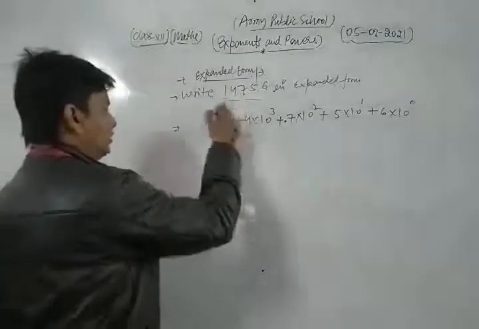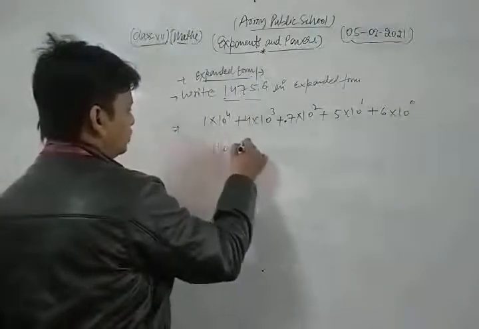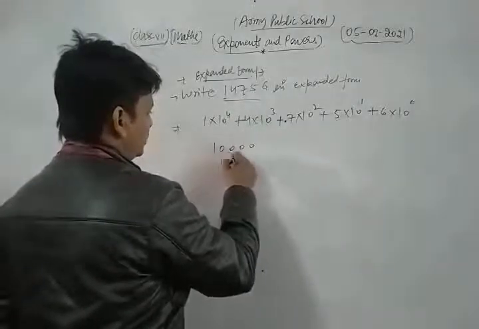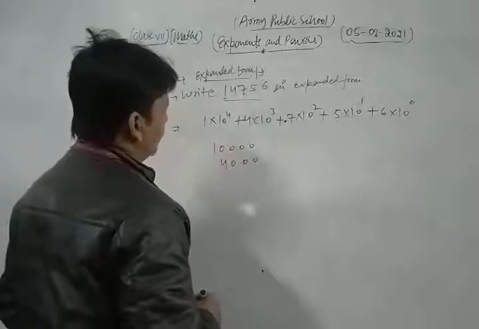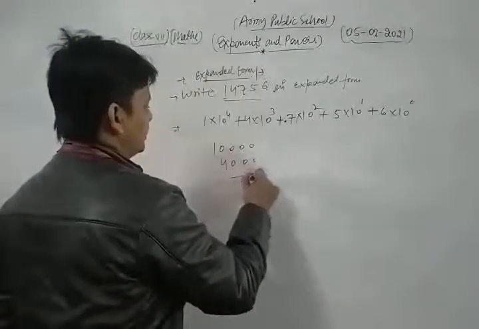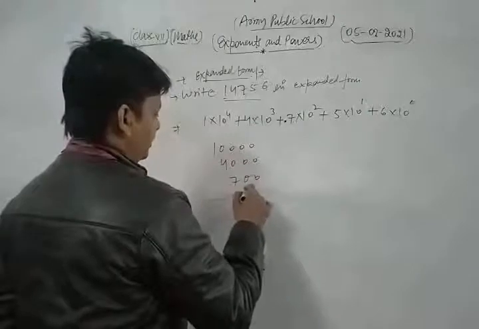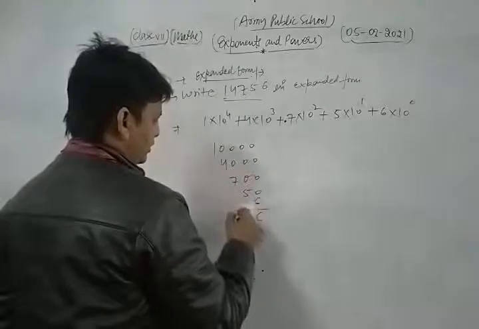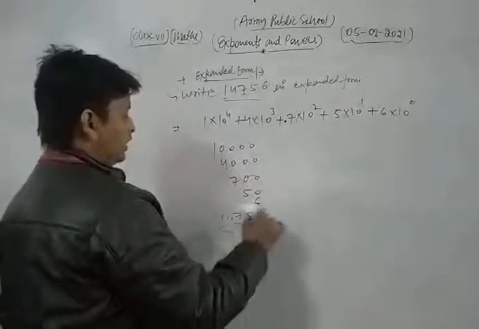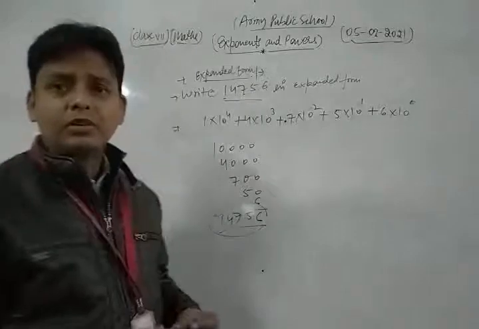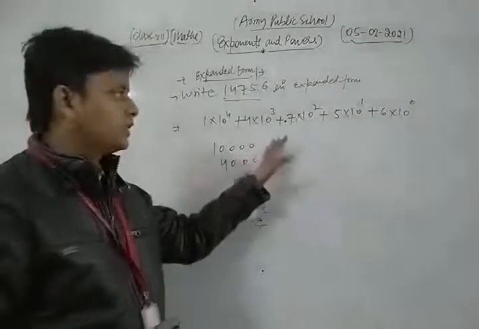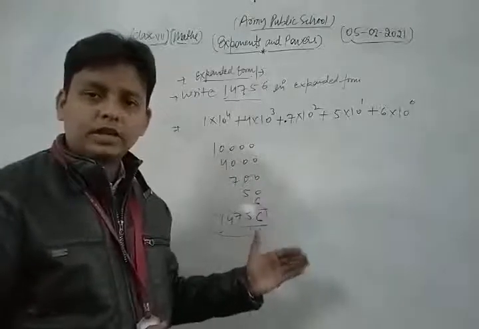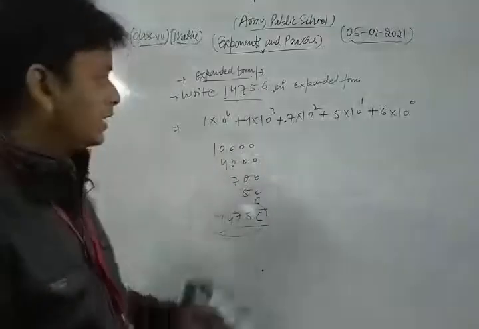So here 1 with four zeros, 1 2 3 4. Now 4 into 1000 means 4000. Now 7 into 100 means 700, 5 into 10 is 50, and 6 as it is. If we add them, we get 14,756. So this is the given value. That type of representation of any number is known as expanded form. So using that concept, dear students, you can solve each and every question of your NCERT exercise based on it.